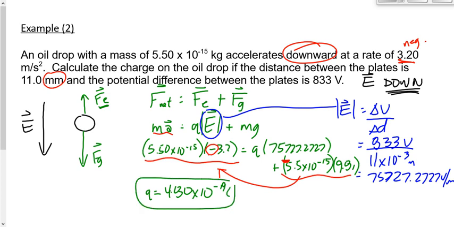That's 3 elementary charges. But is it positive or negative? How do we determine whether it's positive or negative? Well, the electric field is pointing downward. The electric force is pointing upward. If the force is opposite to the field, then this oil drop must be negative. So this would be technically negative 4.8 times 10 to the minus 19 coulombs.